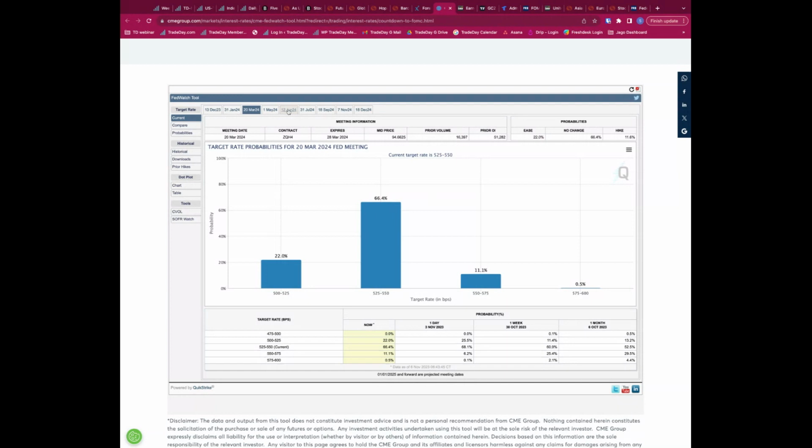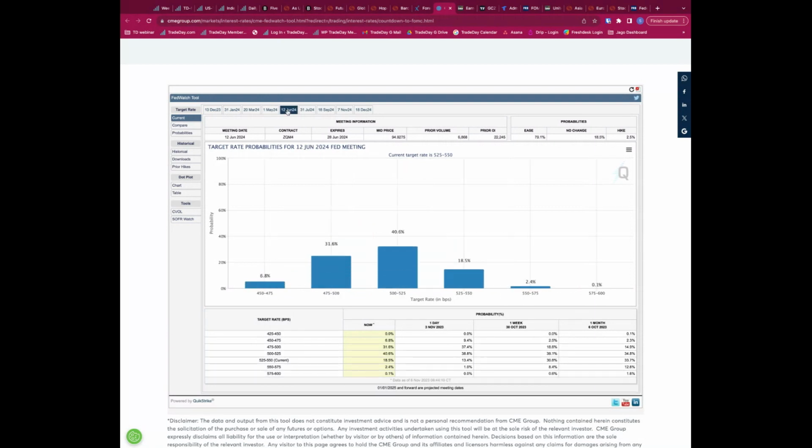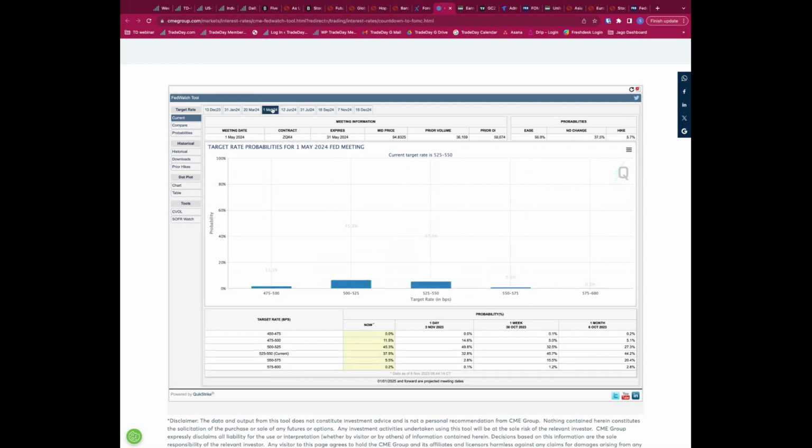Now if we carry on, as we showed last week, this has actually moved forward. It was previously June, edging towards May. We're at 525-550, and the first rate cut to 500-525 is now anticipated for May from the FedWatch tool, and certainly we're looking for a cut by June. So by May, that's edging closer as well.